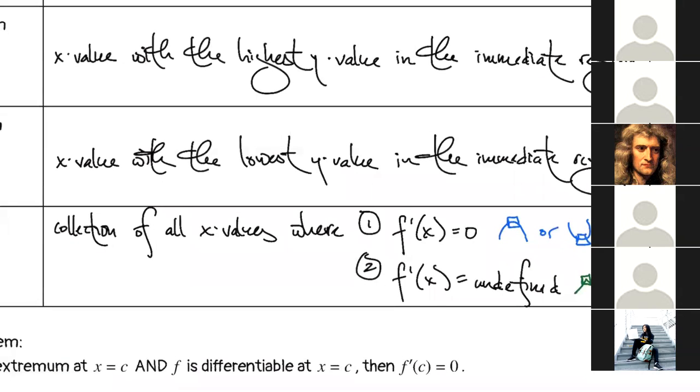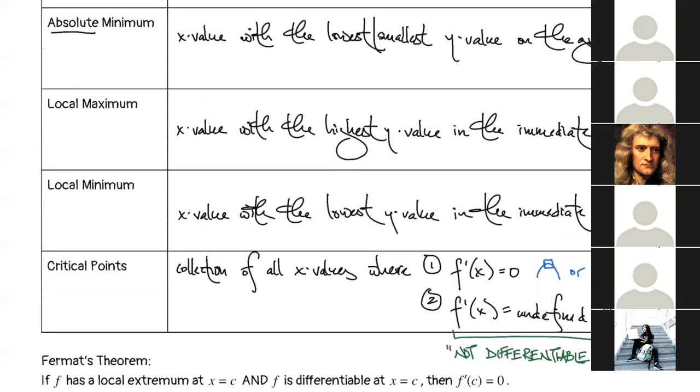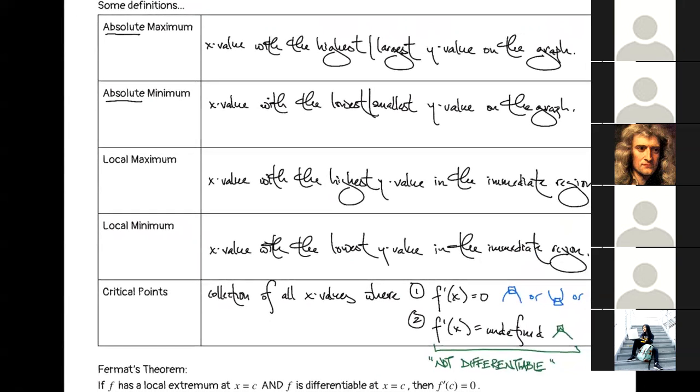Another way to phrase the second one is someone might say that a function is not differentiable. And not differentiable just means that the derivative is undefined. So before we go on to talk about an important theorem, are there any questions about the vocabulary so far?